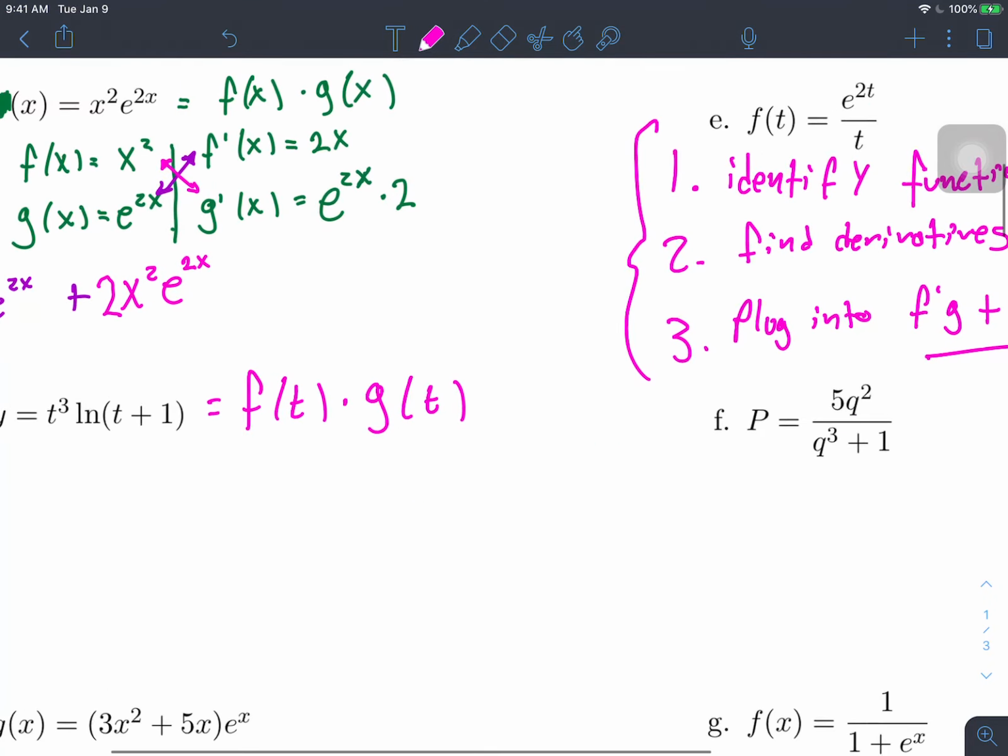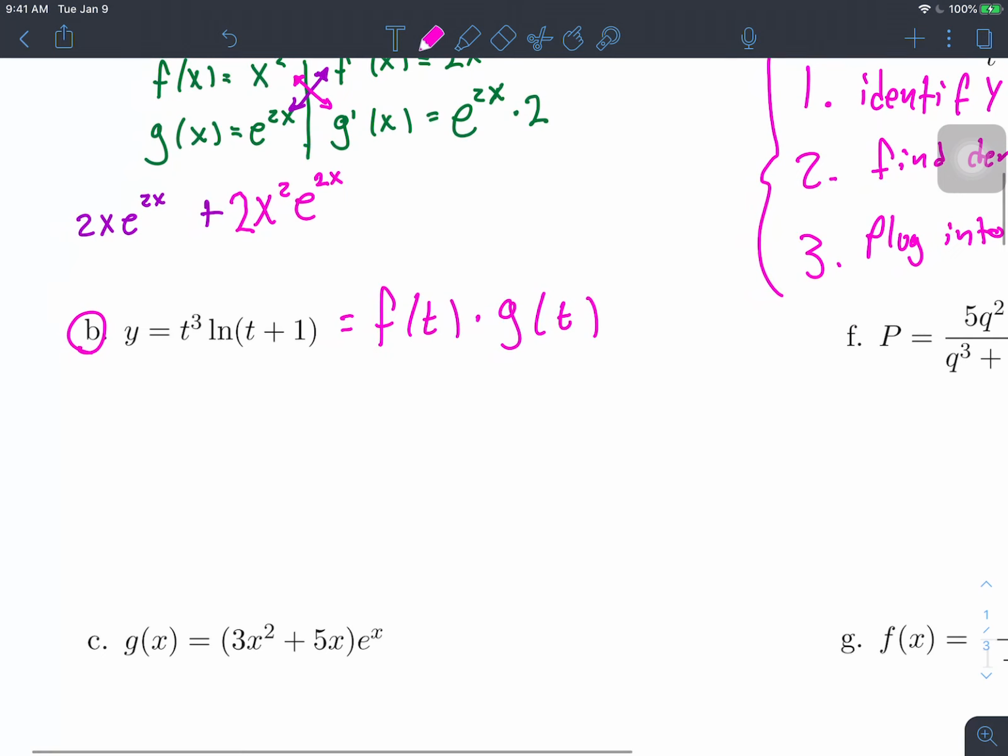Okay, so last night when I taught this lecture for another section, I had a student say, well, I kind of think that the two functions being multiplied here are t cubed ln, and that function's being multiplied by the function t plus 1. Do you guys agree with that? I'm seeing a lot of heads shaking. Why is this not quite correct? Can anybody help put words to what's going on here?